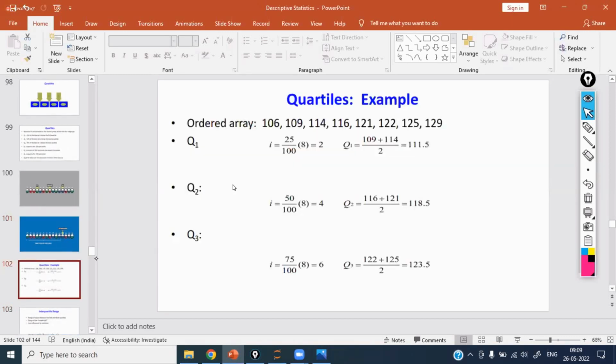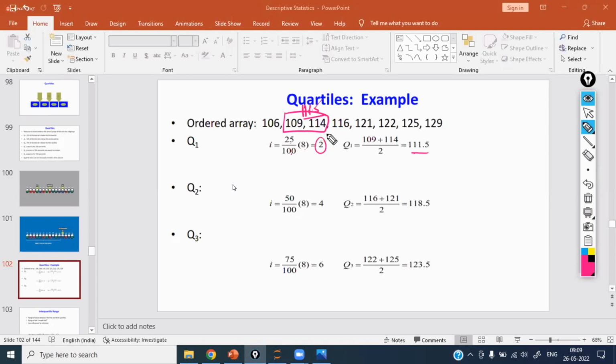Now, this is an ordered array. Ordered means I have already arranged it in order. So, how many data points are there in total? 1, 2, 3, 4, 5, 6, 7, 8. 8 data points are there. Now, first I am going to calculate the Q1 value. 25 divided by 100 into 8. I have got a round figure of 2. What is meant by a round figure of 2? You have to take the average of the 2nd and 3rd values, which is 111.5. This is the 25 percentile value.